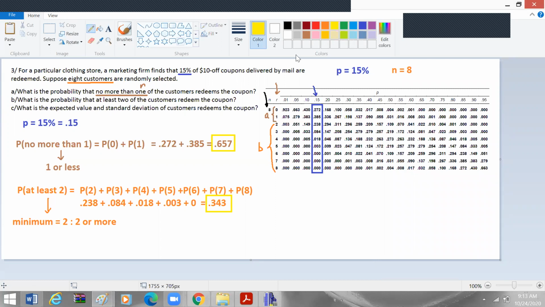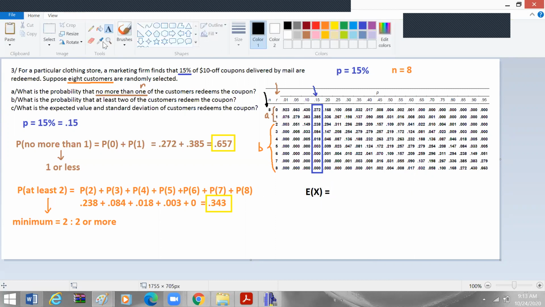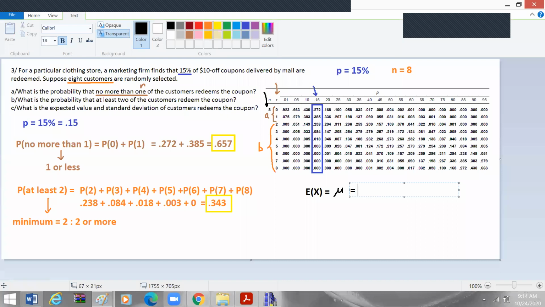So the next thing that we need to do is the mean, or the expected number. The expected number we call E(X), and sometimes we use the Greek letter mu. I don't know how to say it correctly, so I just call it u or mu. Okay, and this is equal to n times p for this question. So n equals 8, and p equals 0.15.